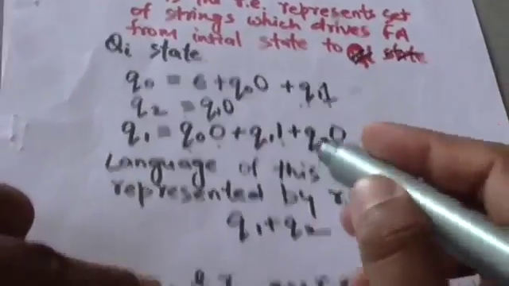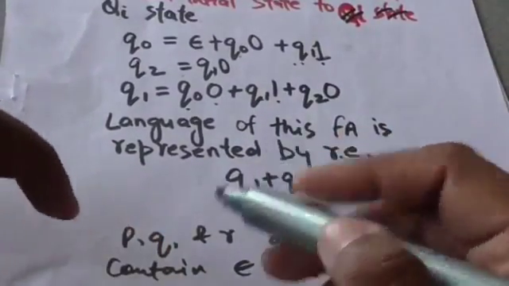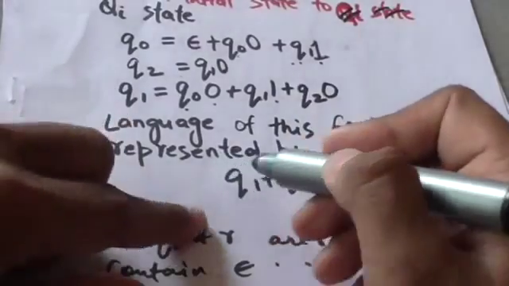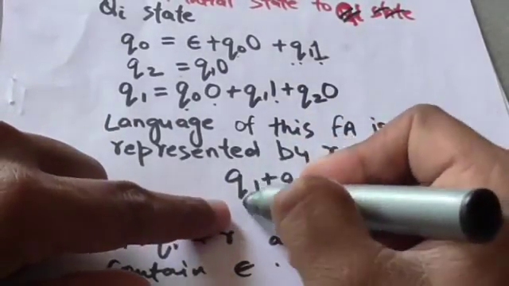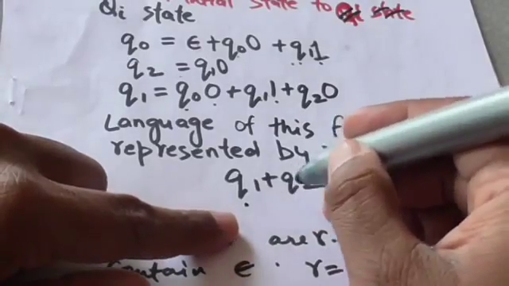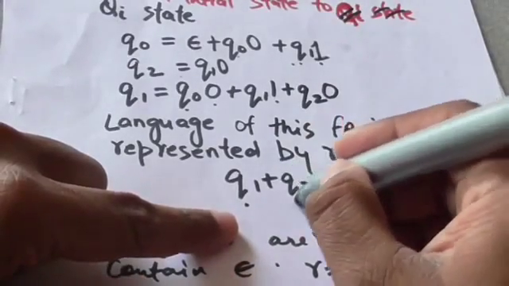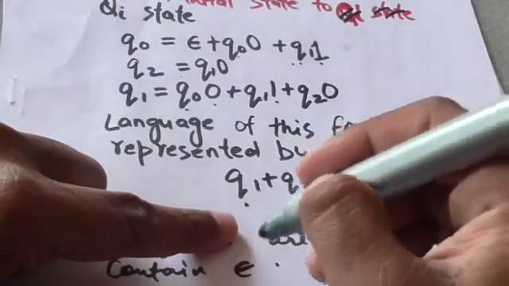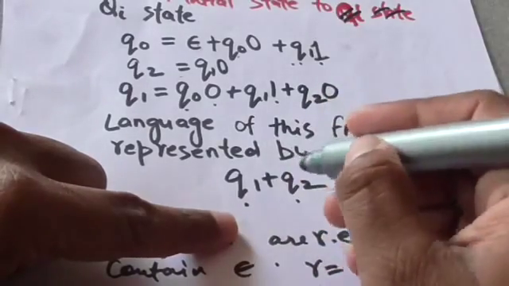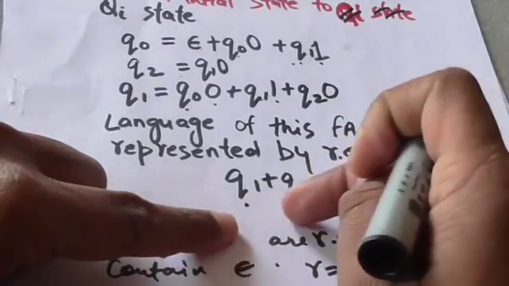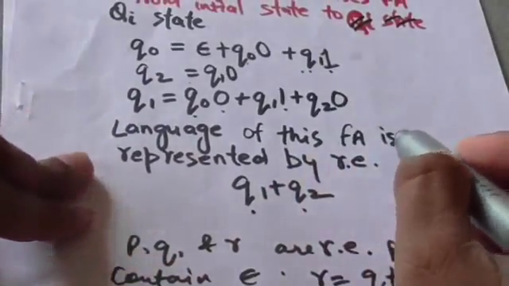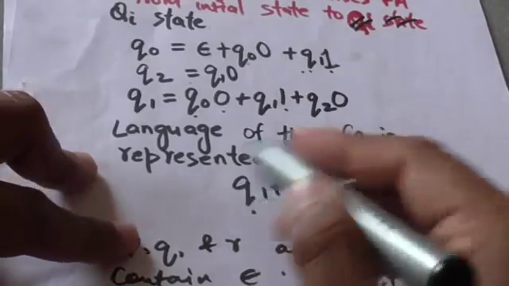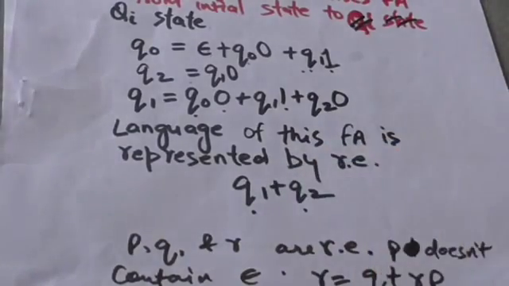Because the Q1 regular expression represents the set of all strings which drive the finite automata from its initial state to final state Q1, and Q2 represents the set of all strings which drive the finite automata from its initial state Q0 to final state Q2. So the language of the finite automata can be represented by this regular expression Q1 plus Q2.